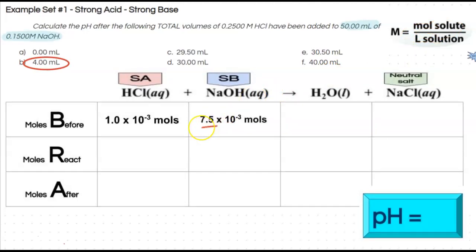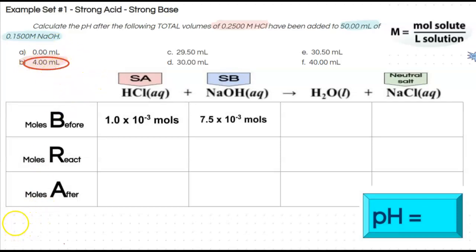To get the moles of base, when I have 0.15 times 0.050, the value is 7.5 times 10 to the negative third moles of base. I have done the same thing for the acid. I have 0.250 molar hydrochloric acid, and for this part of the problem, I have 4 milliliters of that.